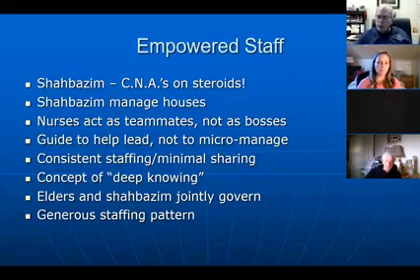There are nurses that come in and out of a greenhouse. They do the treatments and obviously deliver the prescriptions and administer those, but they are not the bosses of the Shabazim. They do not supervise these workers. They act as colleagues, as teammates. There's not a boss-supervisor relationship. There's one guide for all of our 6 houses whose job is to help facilitate and to resolve conflicts, but not to micromanage. And so that person is by design not in every house all day long.